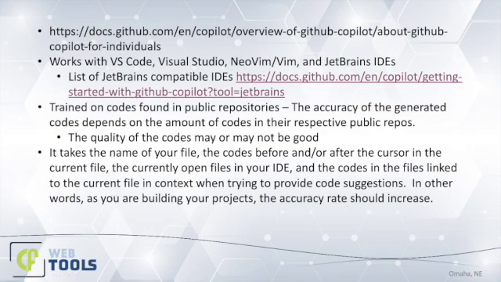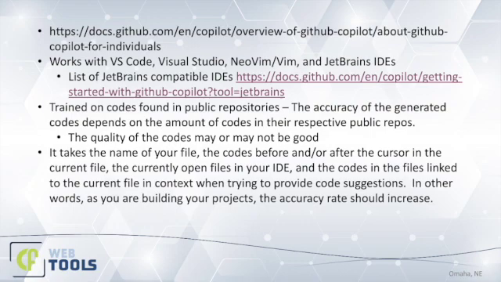GitHub Copilot is trained on code found in public repos. So the accuracy of the generated code depends greatly on the amount of code in the public repos. And since there are way more public repos available, say for JavaScript or for CSS, those would have much better quality in the code suggestions.